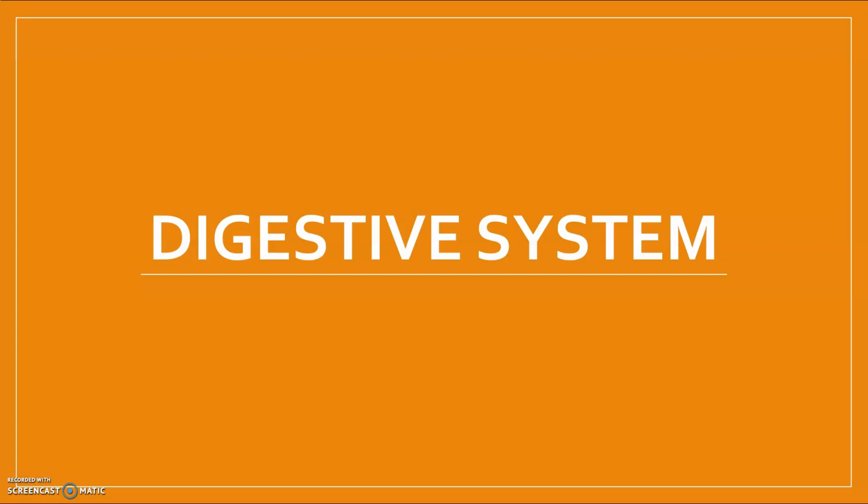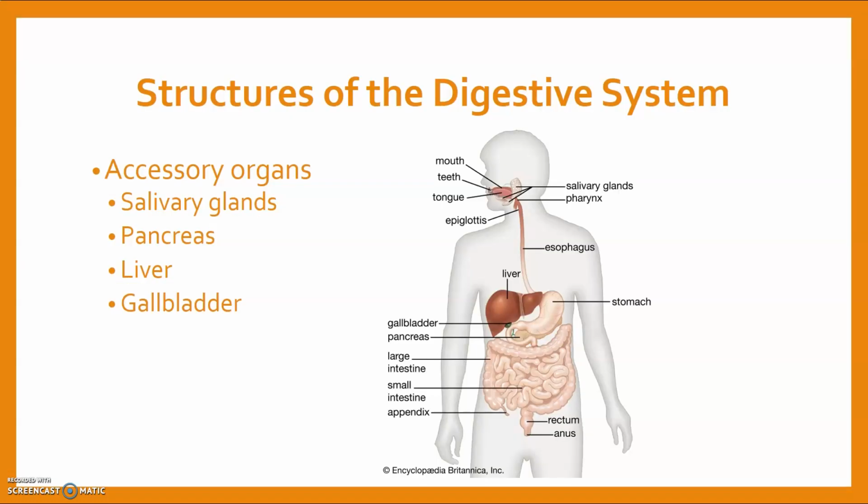For today's class, we are talking about the accessory organs of the digestive system and their associated disorders. Accessory organs are not part of the digestive tube or alimentary canal. Rather, they are structures that support the organs in the alimentary canal. The accessory organs of the digestive system include the salivary glands, the pancreas, the liver, and the gallbladder.